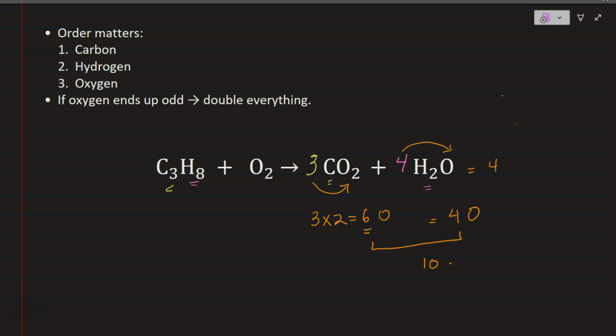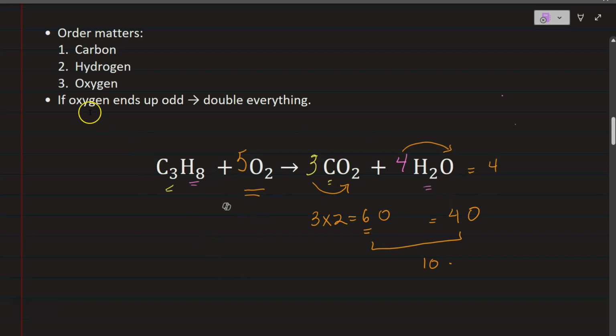But on the left-hand side, we have O2, which is 2 only. So what are we going to do here to make the O2 into 10? Well, we have to multiply that by 5. Simple as that. And now you do a double check. We have 6 plus 4, that's 10 oxygens. We have 8 hydrogen, and 2 times 4, that's 8. And we have 3 carbons. This is now completely balanced.